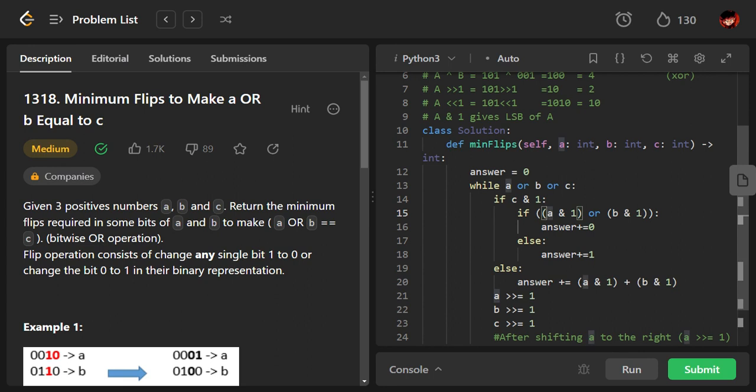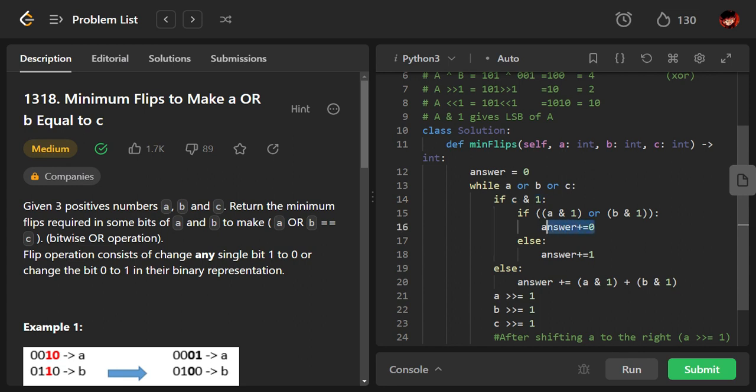That's why we are using OR here. Either A has a 1 or B has a 1. This refers to the LSB of B, and this refers to the LSB of A. If the LSB of A or the LSB of B has a 1, then no need to make any change, because anyway we are going to get 1 in the LSB of C. So no flips required.